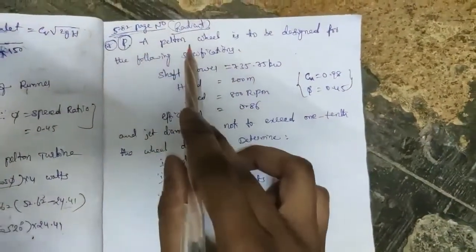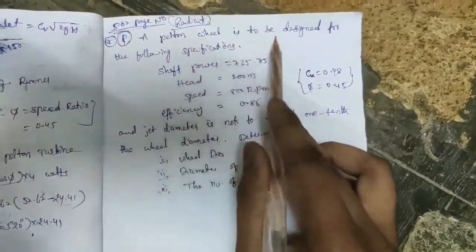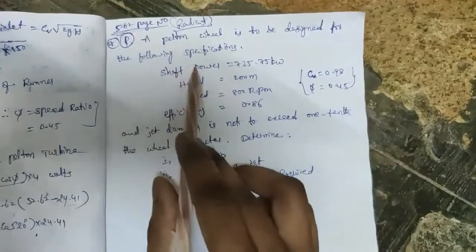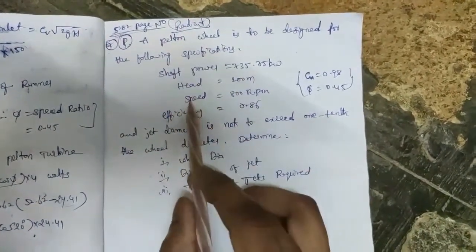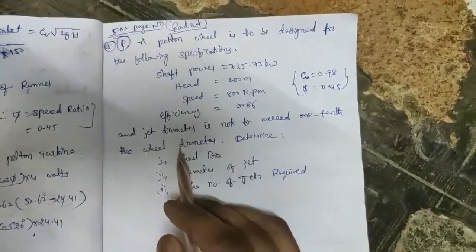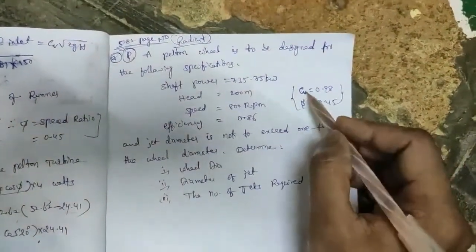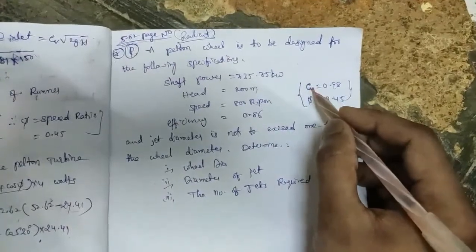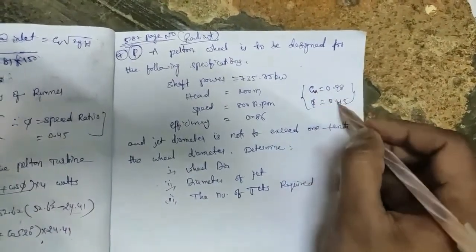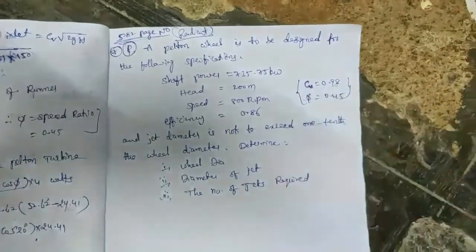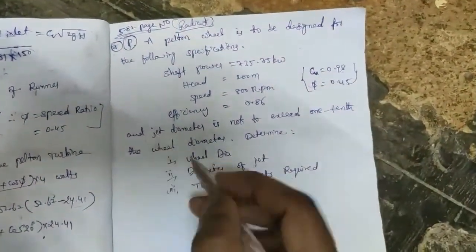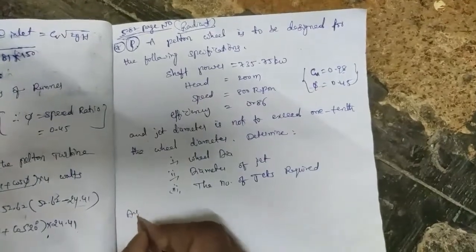In this, a Pelton wheel is to be designed for the following specifications. Shaft power, head, speed and efficiency are given, and also in the problem they are giving the velocity ratio, the speed ratio and the coefficient of velocity. So write down the first given data.